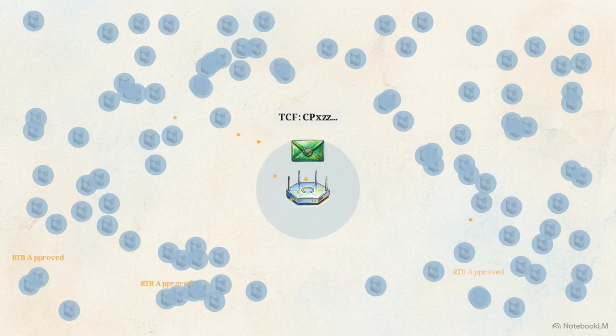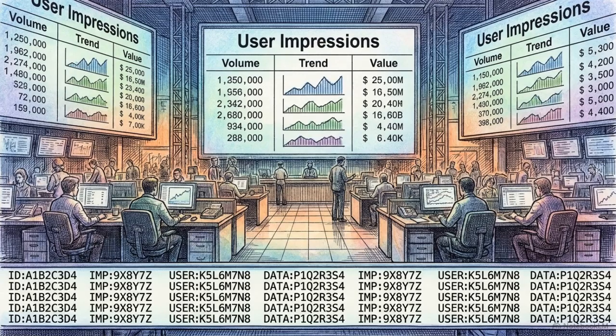The string acts as a rapid authorization token, instantly allowing cleared vendors to execute real-time bidding auctions. The TCF consent string provides the machine-readable authorization that incorporates this specific user's impression into the automated commodities exchange.